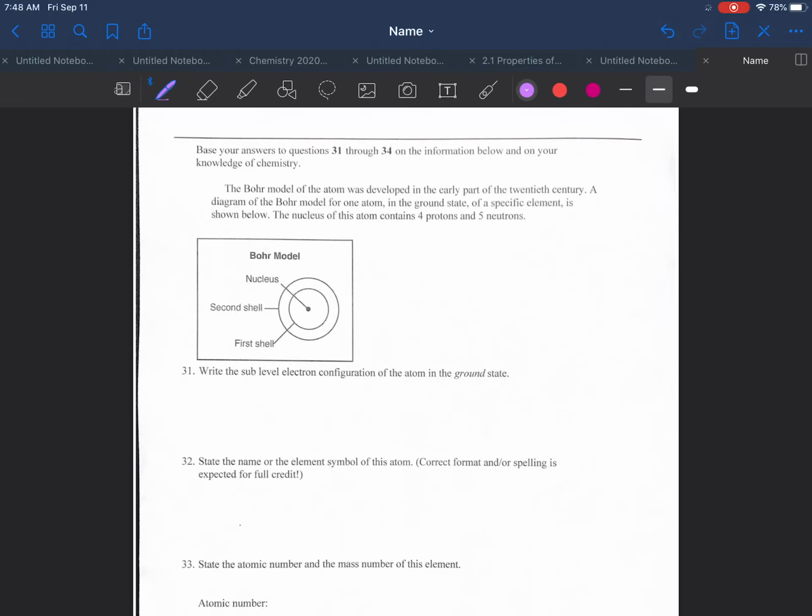So the first question is asking, write the sublevel electron configuration of the atom in the ground state. What we have to get out of this description here is that it contains 4 protons, 5 neutrons. And so if we have 4 protons, that means we have 4 electrons, right? So if we are writing the sublevel electron configuration, we have 1s2, 2s2.